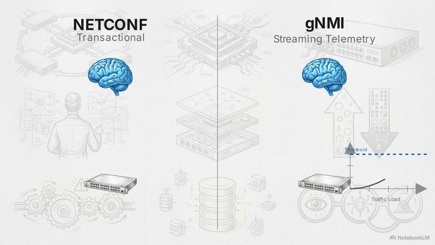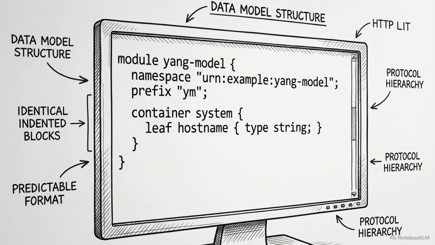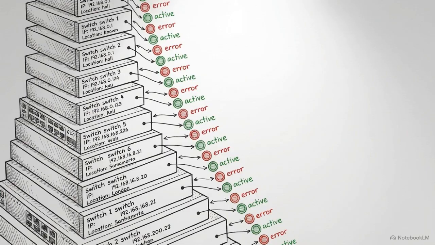Instead of constant polling, switches proactively push binary data to the controller only when thresholds are met. Streaming telemetry eliminates continuous polling, reducing network overhead and minimizing CPU load on individual devices. Relying on these structured, model-driven protocols ensures that configurations are predictable. Without this transactional safety and precise telemetry, automated scripts could rapidly deploy configuration errors across an entire enterprise.